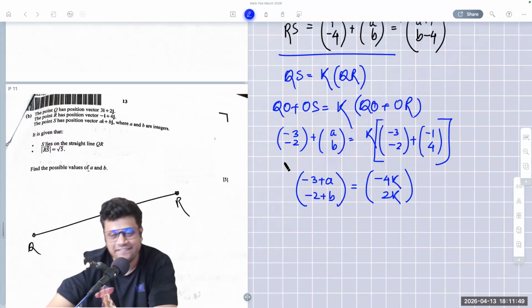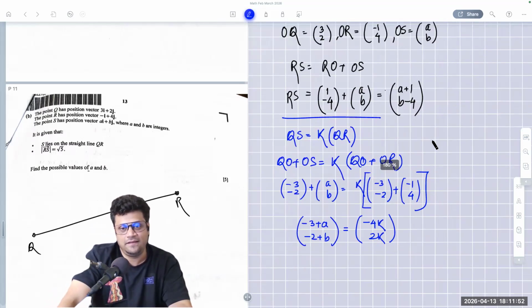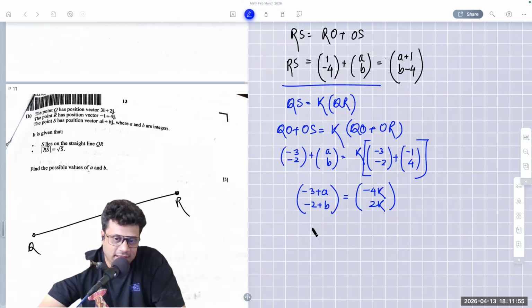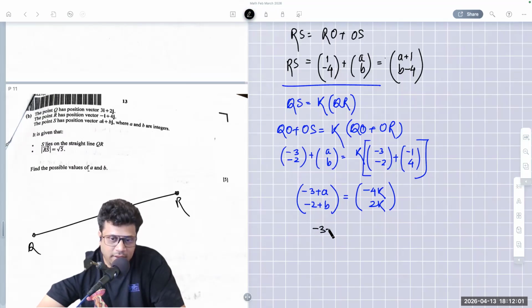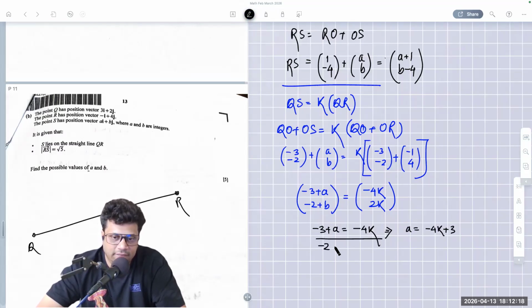How do I do it now? Well, I see that -3 plus A is -4K. Okay, so I know that A is going to be -4K plus 3. And I also see that -2 plus B is 2K, which means B is going to be 2K plus 2.